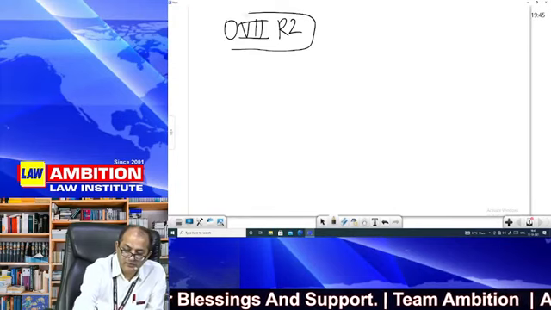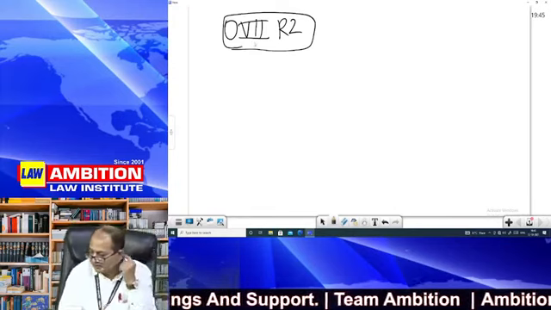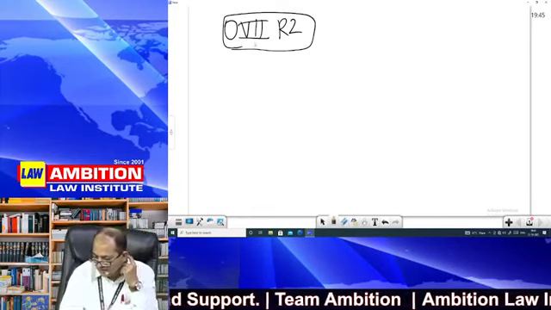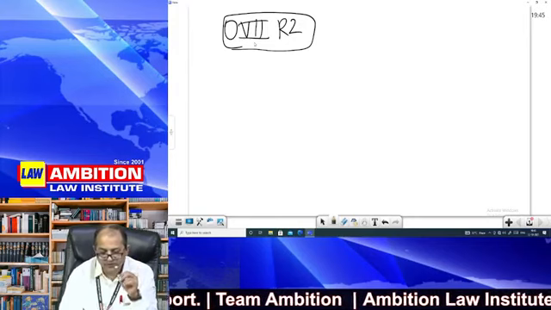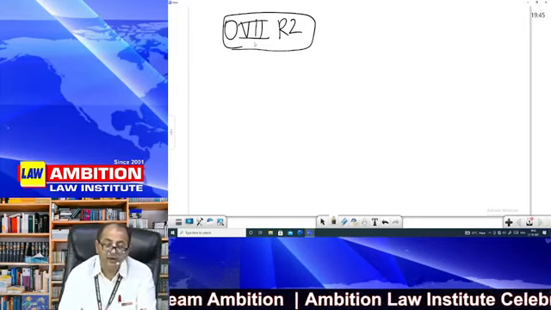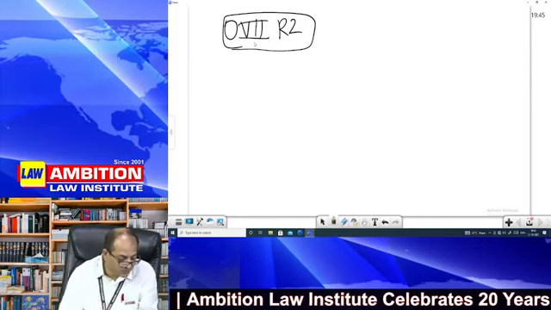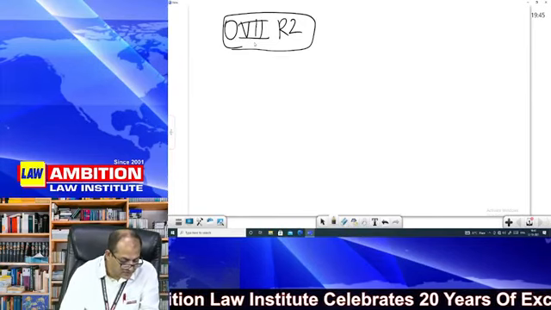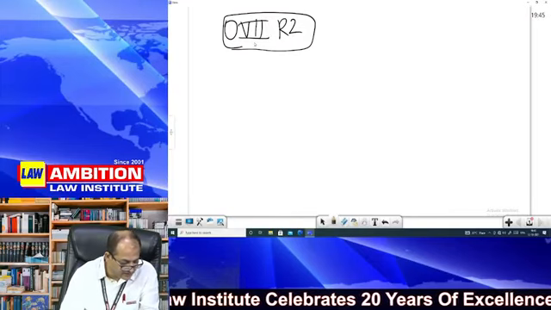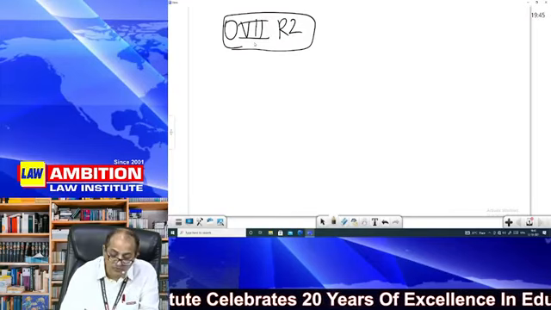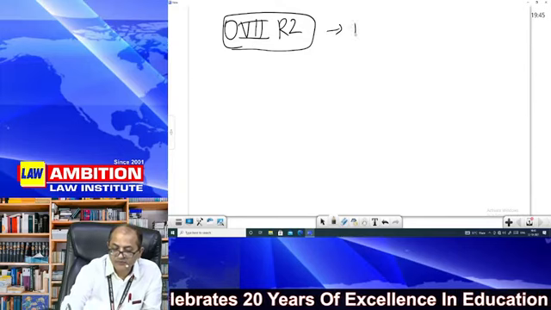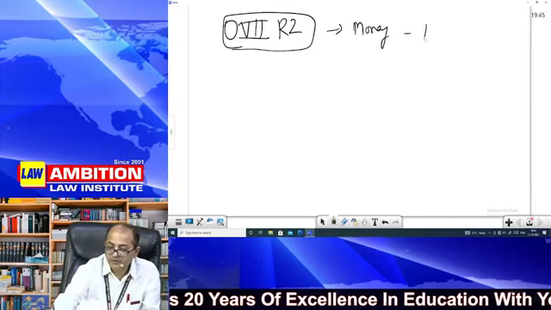Now, if I ask you a very simple question, law is common sense. If it is a claim of money, if it is a money suit, will you not mention the amount of money? How much money do you have due? How much money do you want to claim? So, Rule 2 says, where the plaintiff seeks recovery of money, the plaintiff shall state the precise amount claimed. So, if money, then amount.